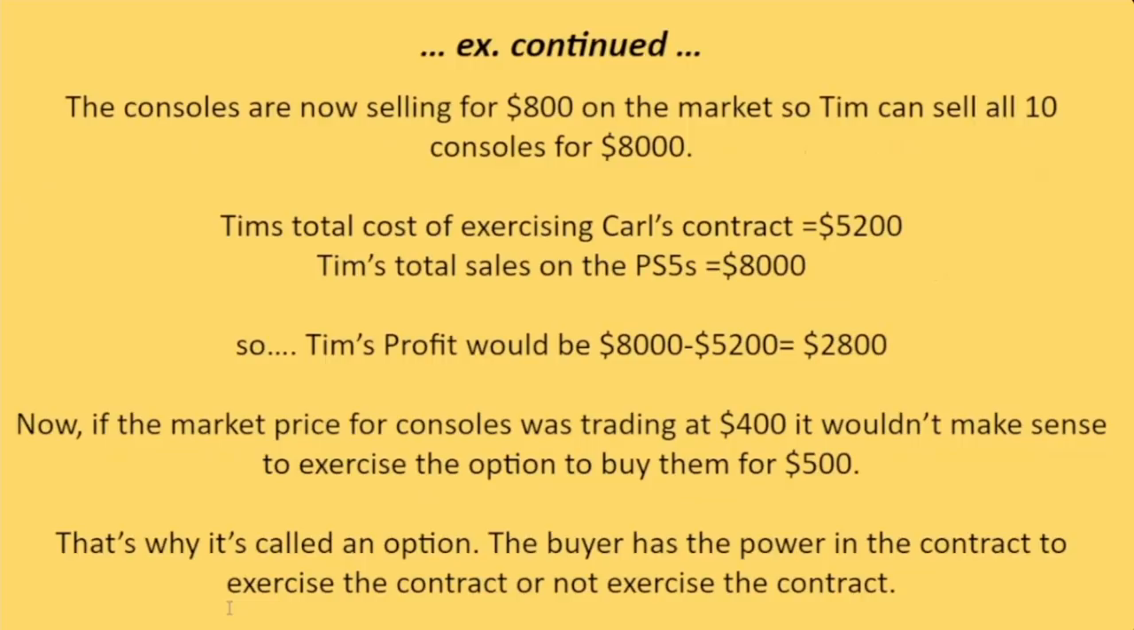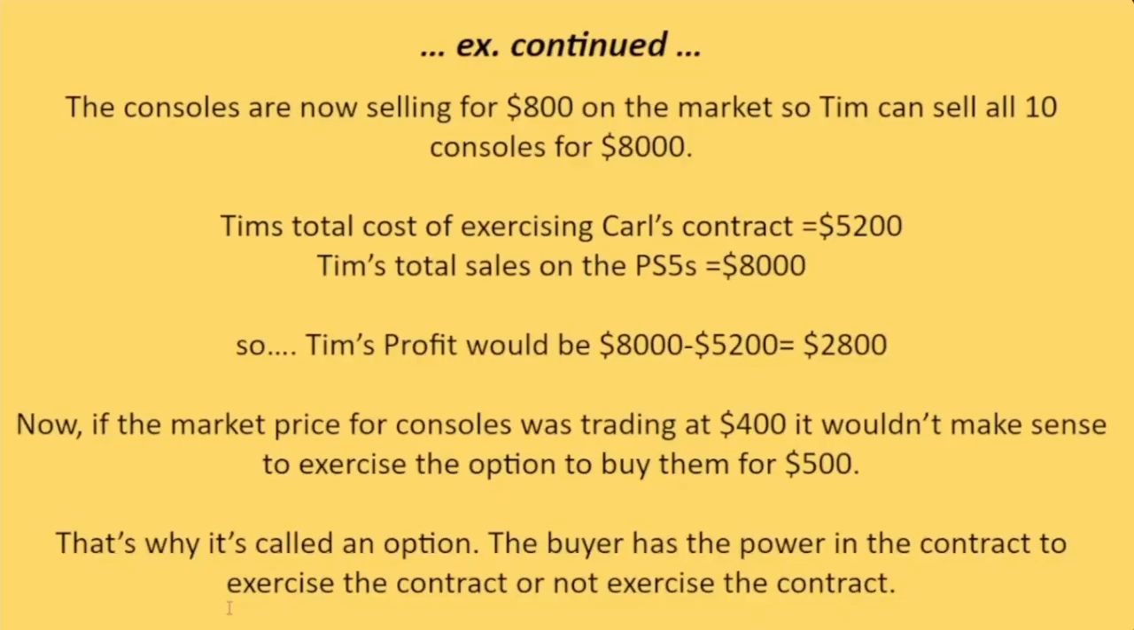So no matter what, if Tim was to exercise the contract and pay the total of $5,200, he's now got $8,000 worth of PS5s on his hands. Tim could easily turn around, sell all 10 of those PS5s, and he'll make $2,800, because it would be the $8,000 he made on selling the consoles minus the $5,200 that he paid Carl for the contract, which equals $2,800. Sorry, my math's getting better. $2,800 would be his total profit if those consoles did go up to $800 and he exercised the contract.